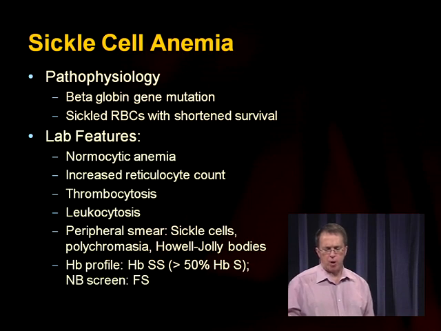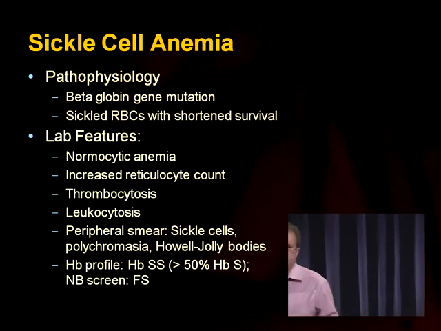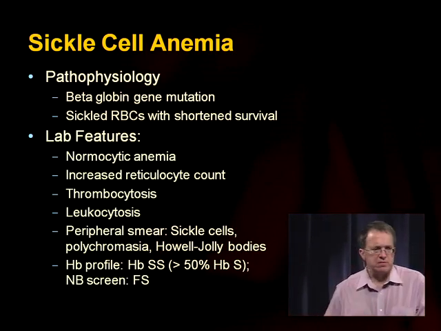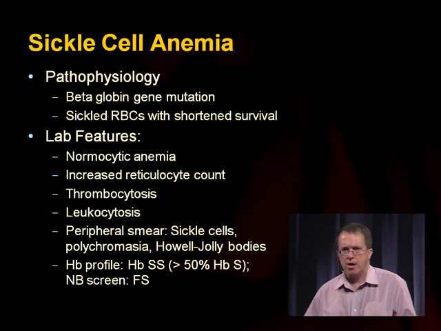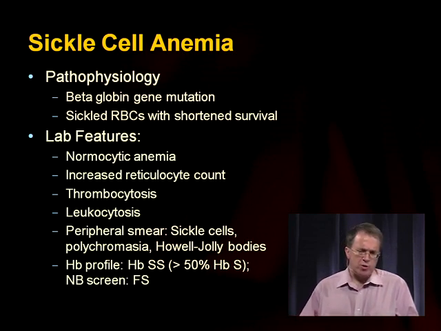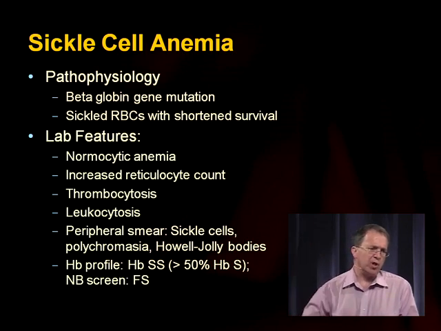We often see thrombocytosis, and we often see leukocytosis. Why do you see thrombocytosis, and why do you see leukocytosis? I don't really know. The best answer that I've always gotten is that the bone marrow is working really hard, because a normal red blood cell has a lifespan of about 120 days. In a sickle patient, they think the lifespan of a red cell is about 45 days.